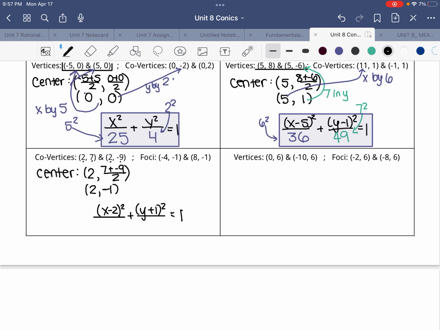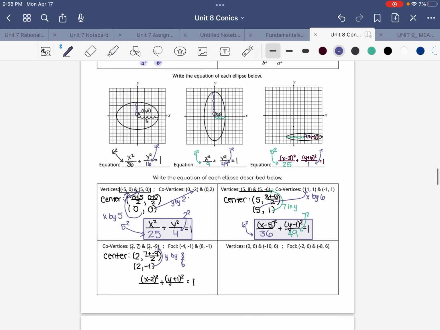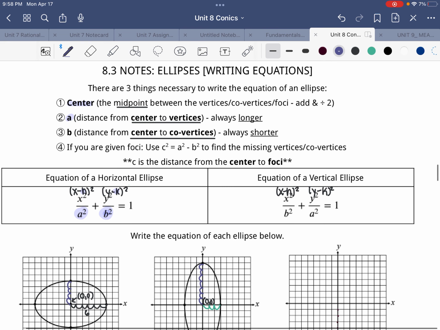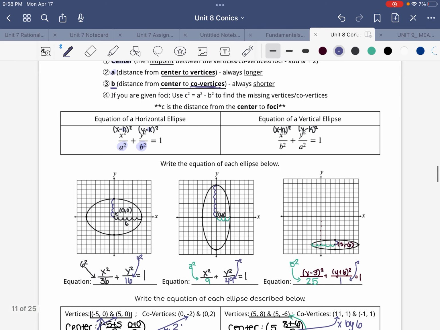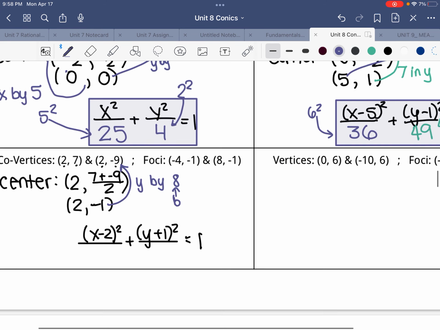And I just need to find the distances that go on the bottom. Now, as I go to find from my co-vertices to my center, my y value is changing by 8. Except what we need to know is that that is the value for b, because co-vertices are always b units away from the center. So, I have b. Foci are always c units away from the center.